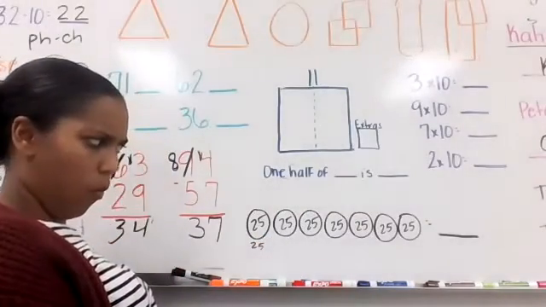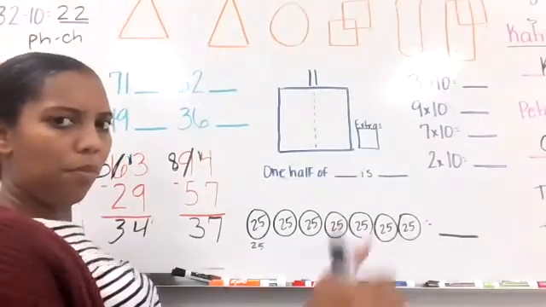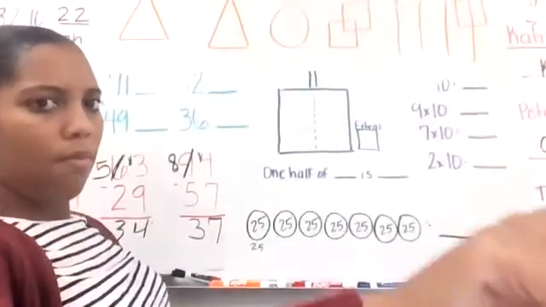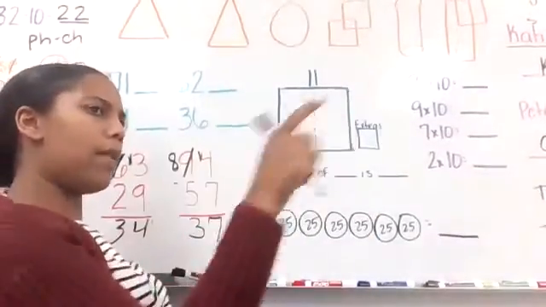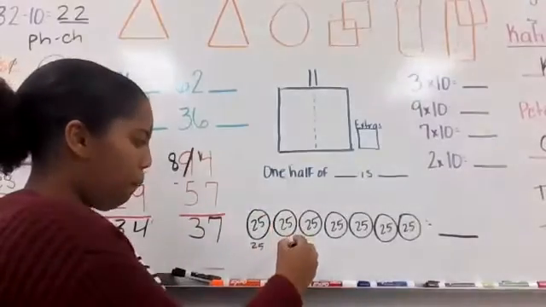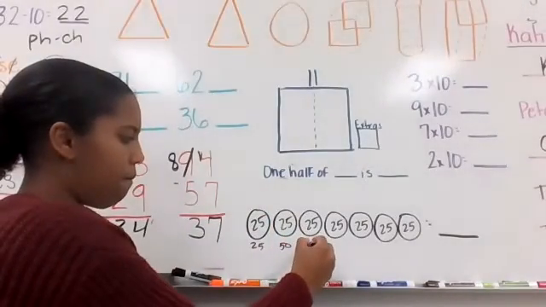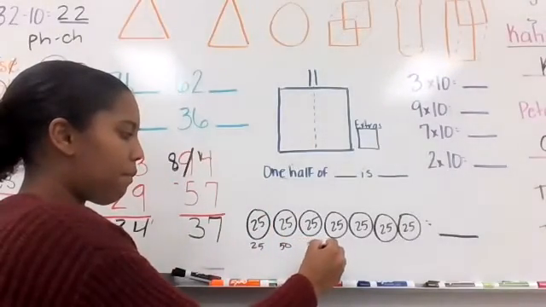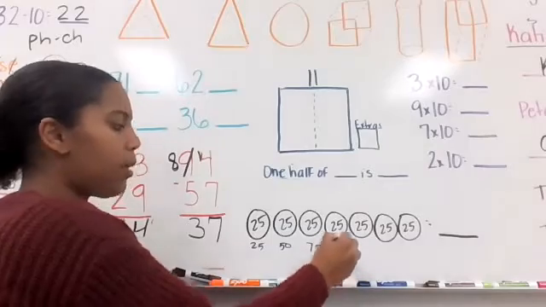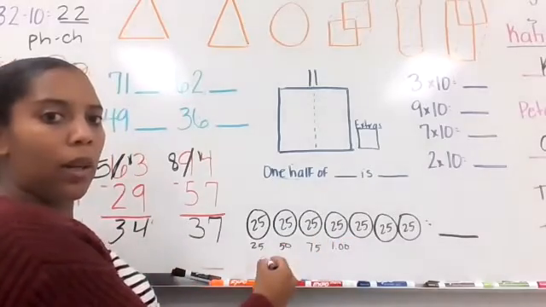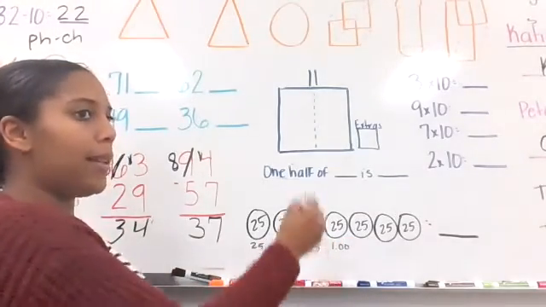27. Wait. 25. Not quite. Let's see. Evan, can you count for us? 25, 50, 75, $1. Okay, so remember that's your basic pattern: 25, 50, 75, $1. It resets at $1.